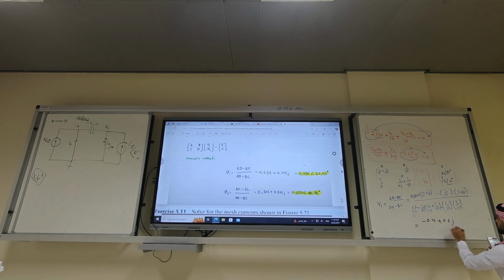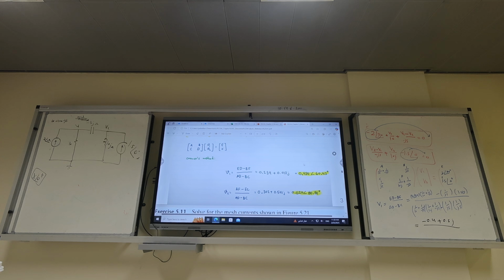Did you get that number? I want just one confirmation, just for the numerator. Calculate the numerator alone, do not calculate numerator and denominator together, it gets confusing. Minus 0.4 plus 0.5j. J, not K, J. So that's the right number. Let's do the numerator. Now the denominator.